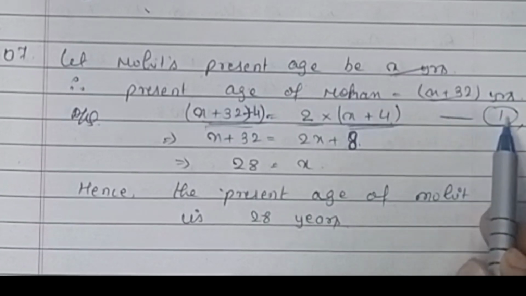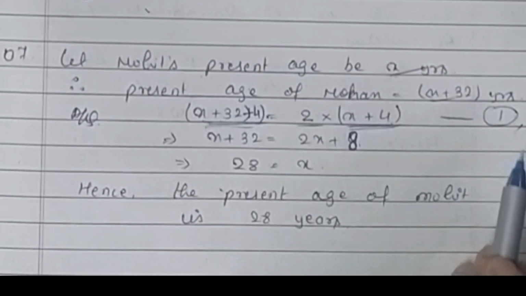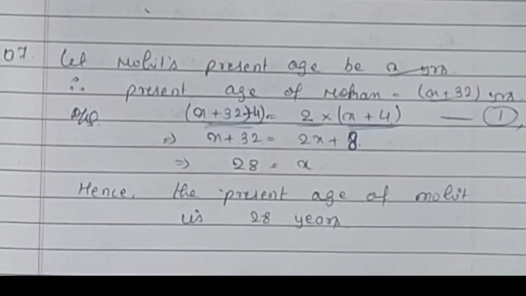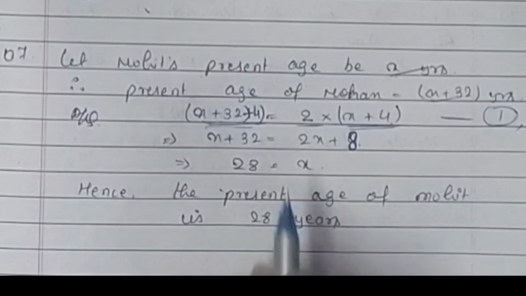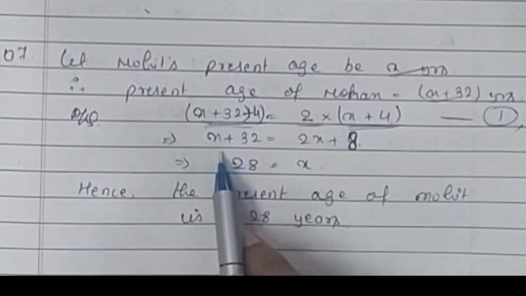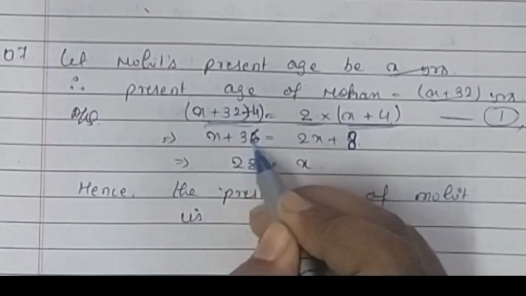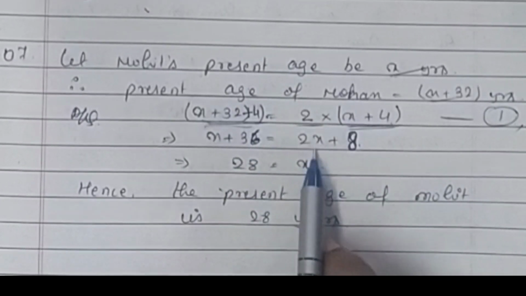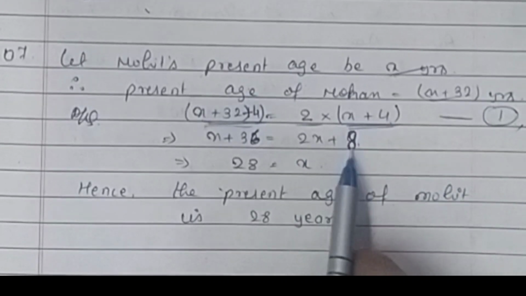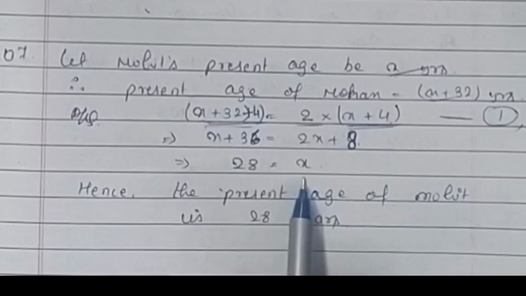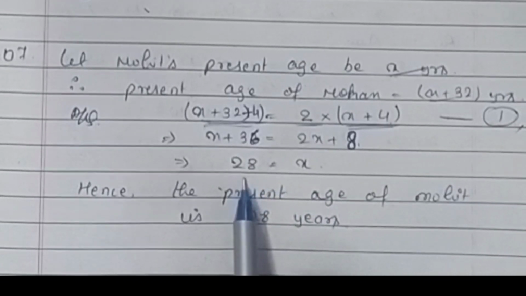Now, as we have made this equation, we have to solve it to find the value of x. So, let's see. After solving, we will get x plus 36 is equal to 2x plus 8, and hence the value of x will become 28.